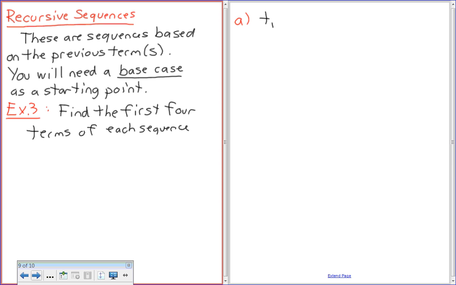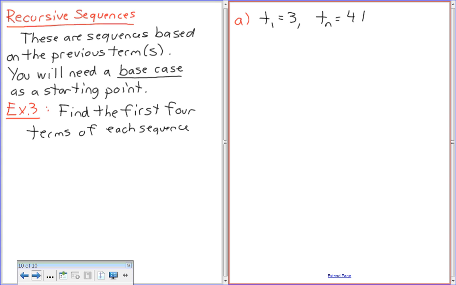A1 says T1 equals 3, and Tn equals 4 Tn minus 1. Okay, now you'll see how this looks a lot different than what we dealt with before.